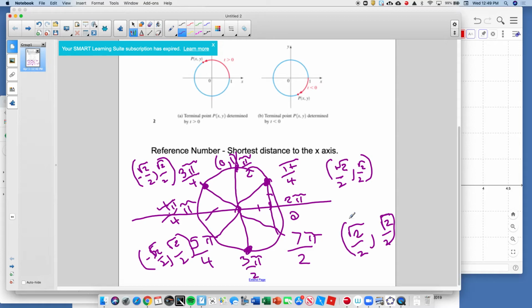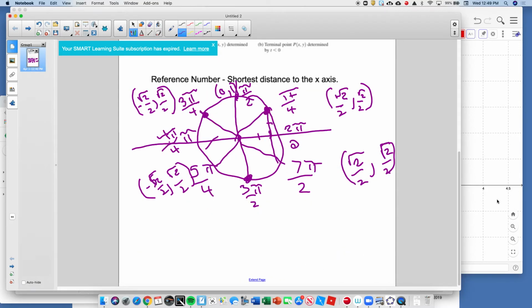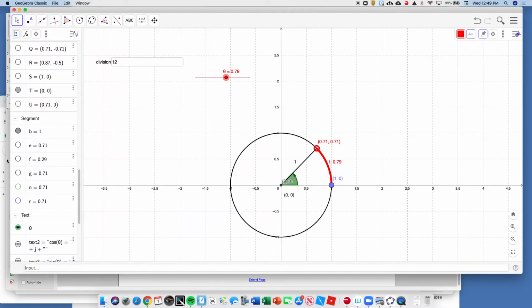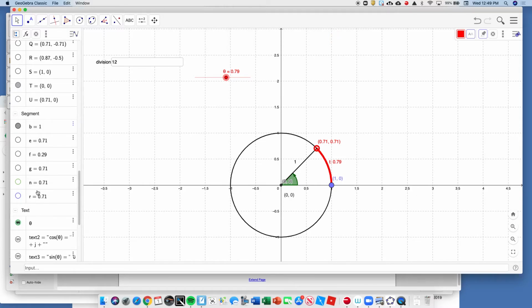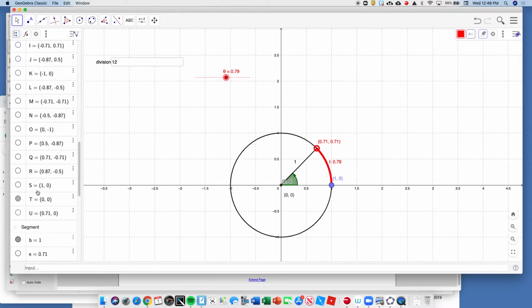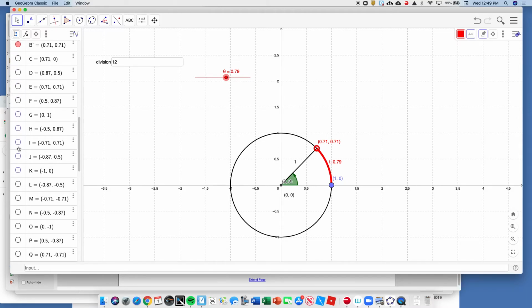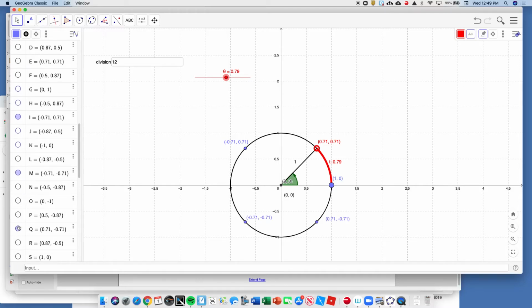Okay. Now let's go back to our little drawing here. And let's start incorporating some of these points as we move around. Okay. So there are all my root 2's over 2's. Okay. And you can see the signs are positive and negative.